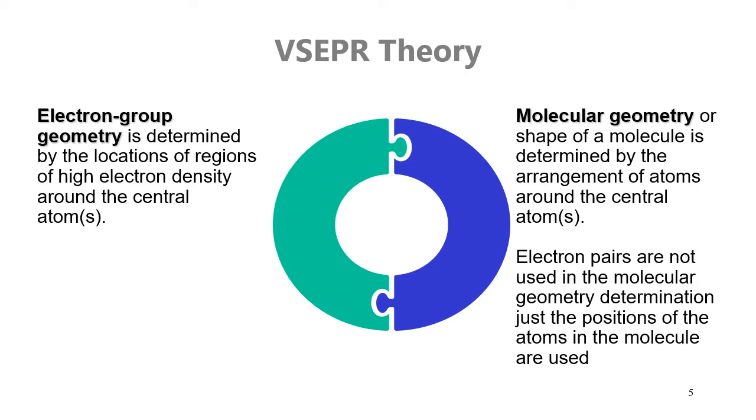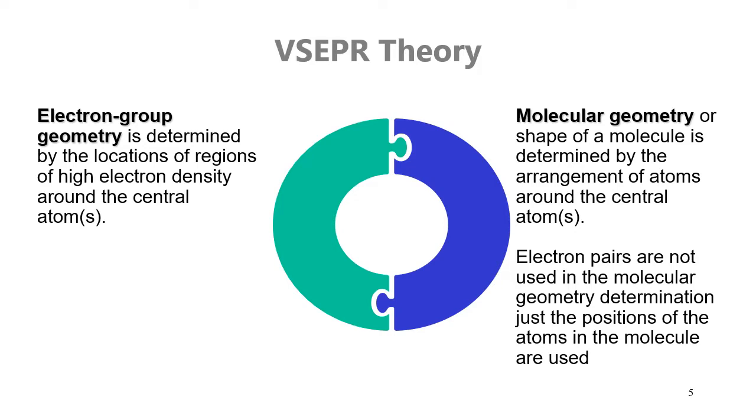The second term is molecular geometry, which is the shape of the molecule, determined by the arrangement of atoms around the central atom. We have a central atom and we have terminal atoms. The central atom is basically in the middle of a molecule. The electron pairs are not used in determining molecular geometry, just the positions of the atoms in the molecule. So you know two terms already. First is electron group geometry. The second one is molecular geometry.